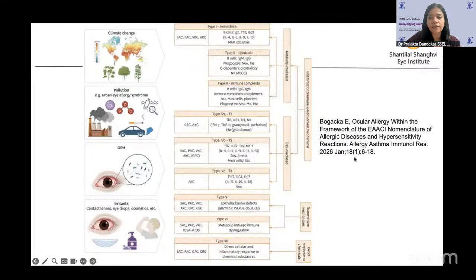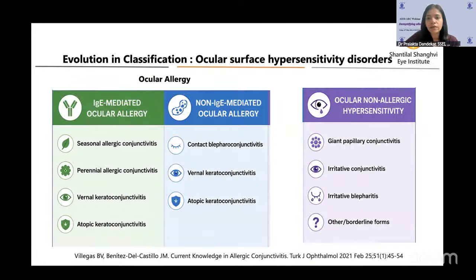So this allergic conjunctivitis, which was based on the phenotypes, is actually classified on the basis of hypersensitivity reactions. It might be antibody mediated or cell mediated. It could be tissue driven, or it could be a direct response to chemicals. Coming to ocular surface hypersensitivity disease, which is now being classified as ocular allergy or ocular non-allergy: ocular allergy includes immunoglobulin E-mediated ocular allergy, non-immunoglobulin E-mediated, and both of them, where atopic keratoconjunctivitis falls in both. And then there is ocular non-allergic hypersensitivity, which consists of giant papillary conjunctivitis or maybe toxic conjunctivitis.